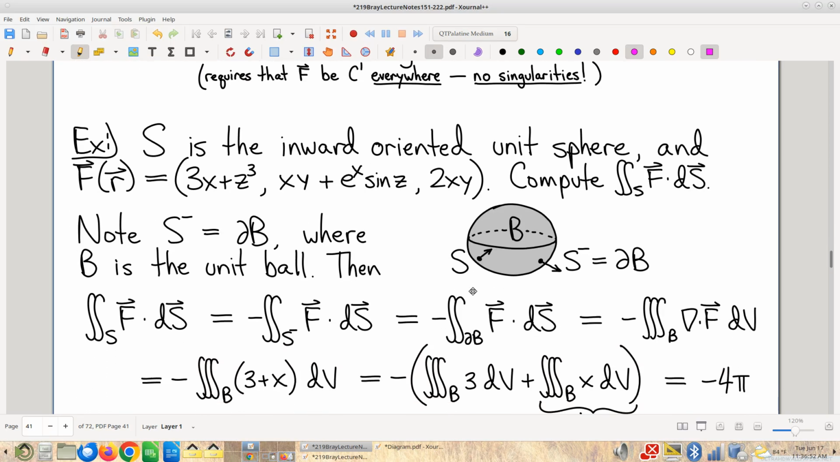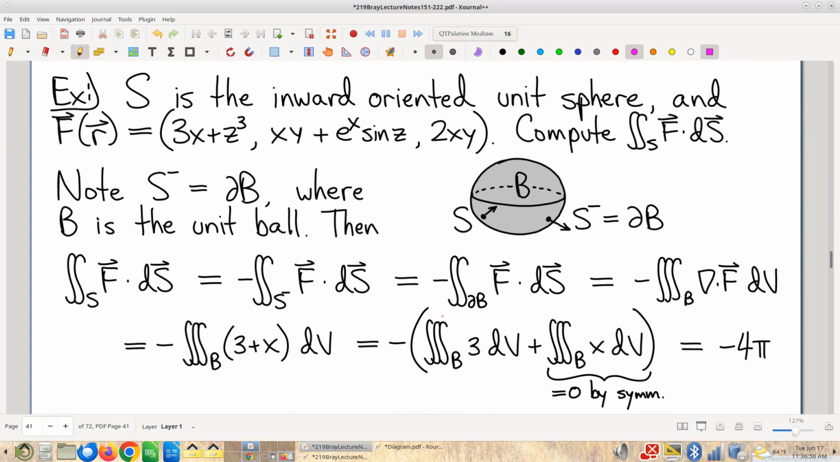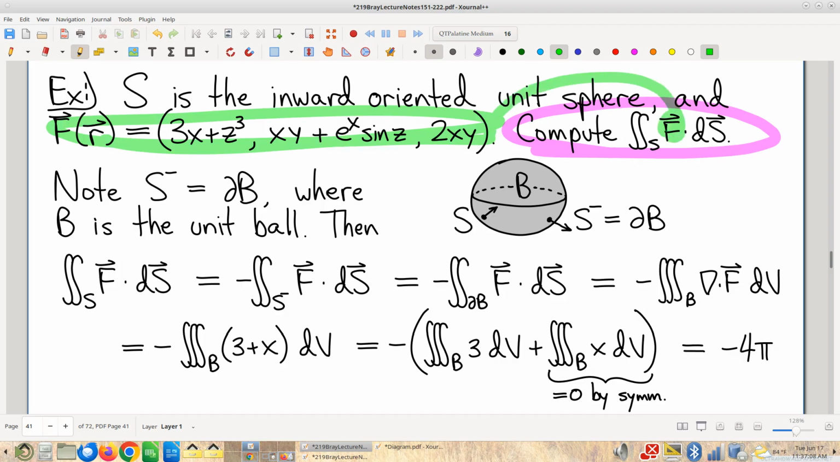Okay, first, let's get a computation under our belt. Let's do one, as a computational tool. Here we go. Let's compute this flux. We have a vector field given. We have a surface given, and we want to compute the flux.